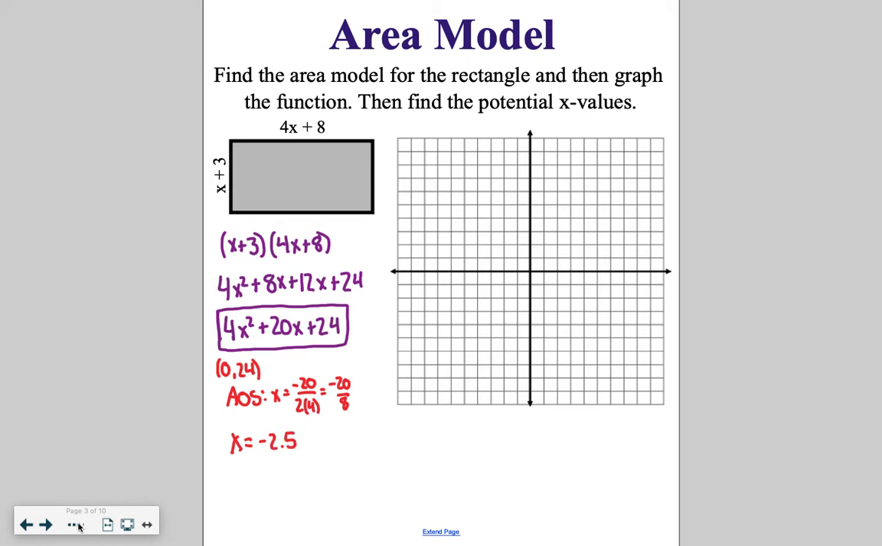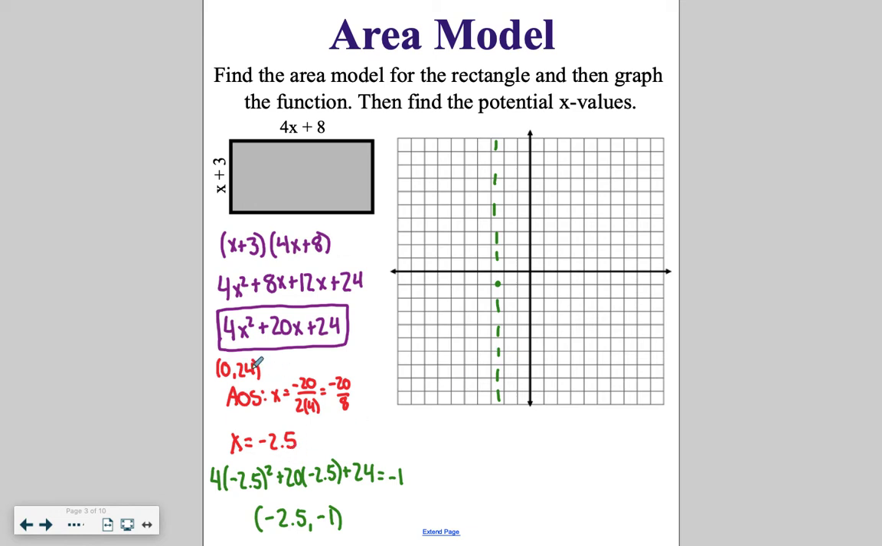Then in order to find our vertex, we're going to go ahead and plug that back into the equation. So I've got 4 times negative 2.5 squared plus 20 times negative 2.5 plus 24. When you plug that into the calculator, you're going to get an answer of negative 1. So your vertex point then is at (negative 2.5, negative 1). So if we go ahead and put that on the graph, we're going to go over negative 2.5 and down 1. So that's your vertex point, which means you can also draw in that axis of symmetry at negative 2.5.